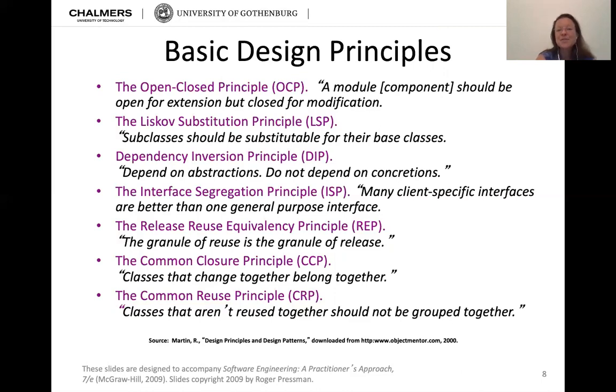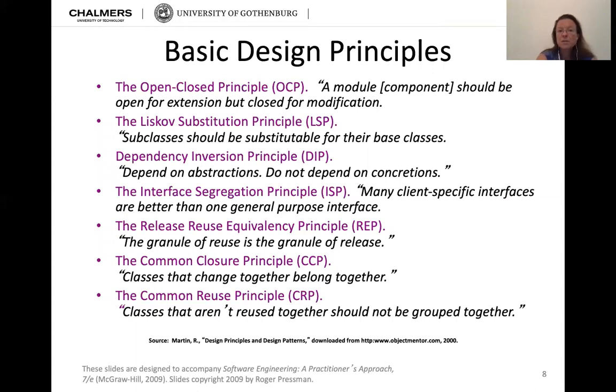So subclasses should be substitutable for their base classes. That means that when you have a subclass that expands on an existing module, you can still use that for the interface, and it will still do the job. It can, in addition, do other things, but it will definitely fulfill the basic job.